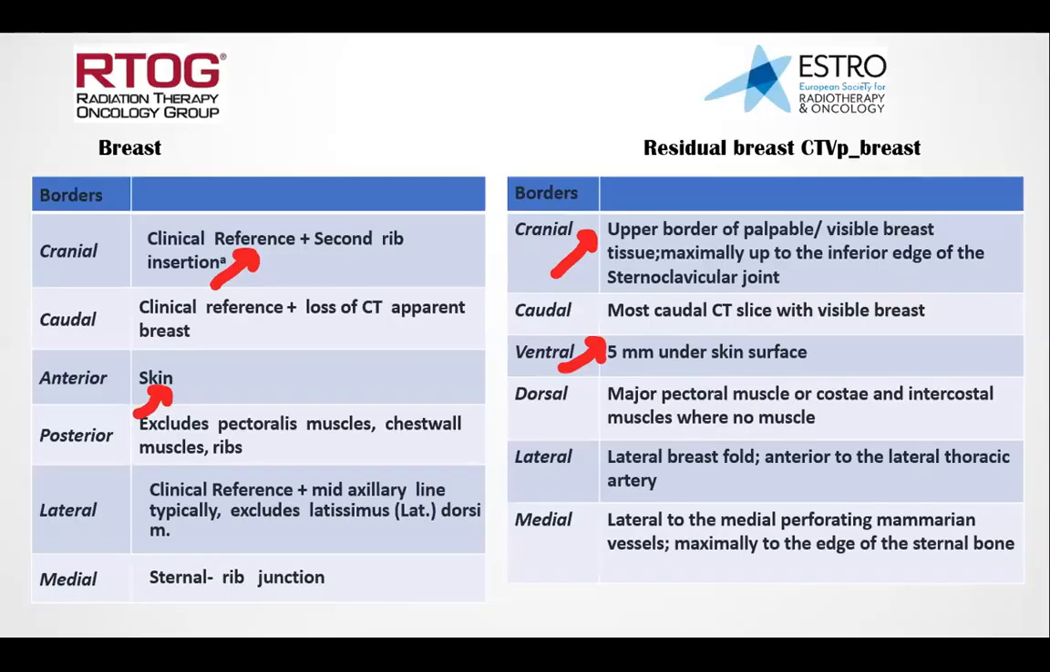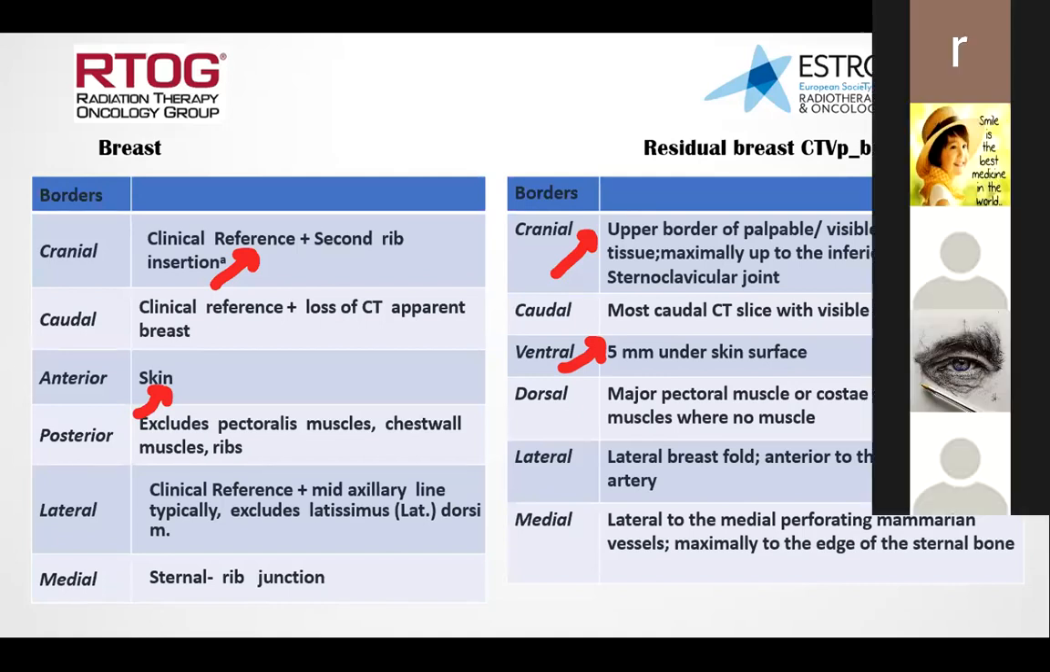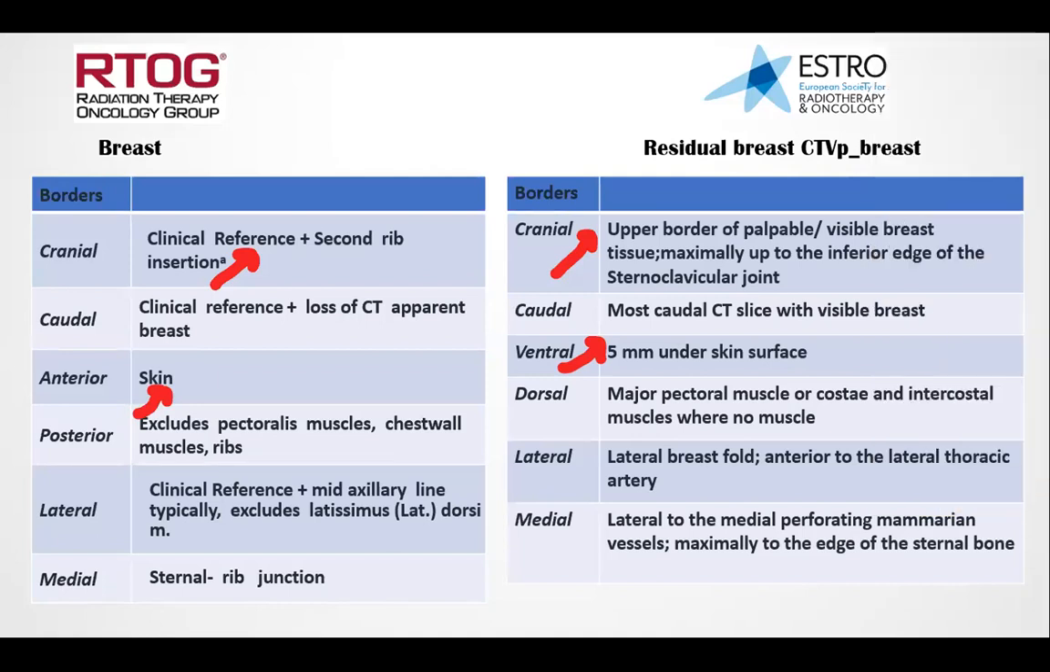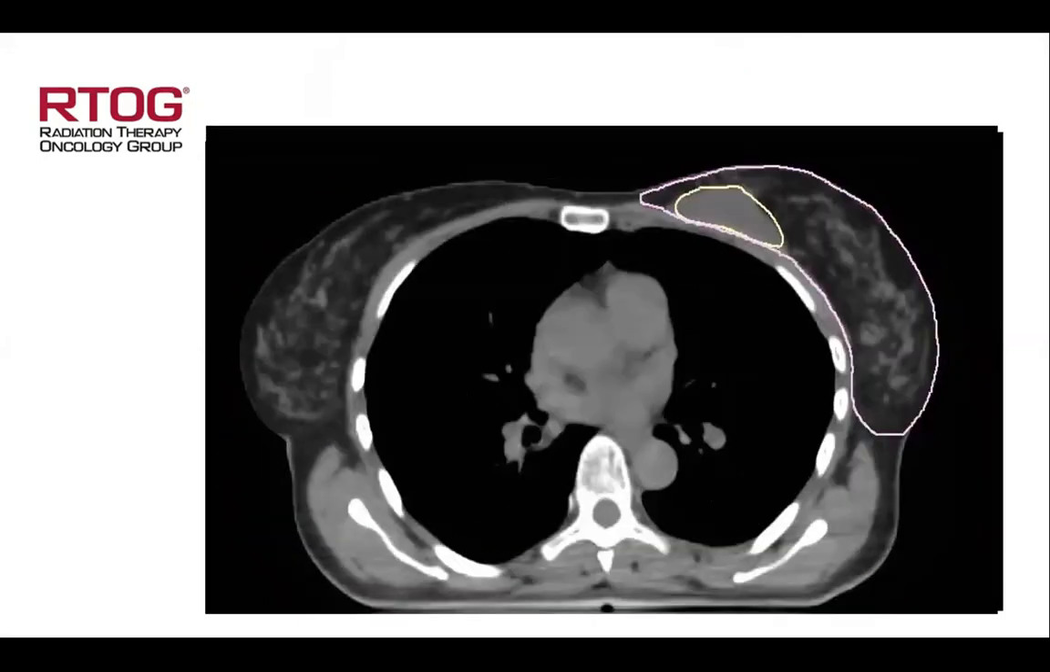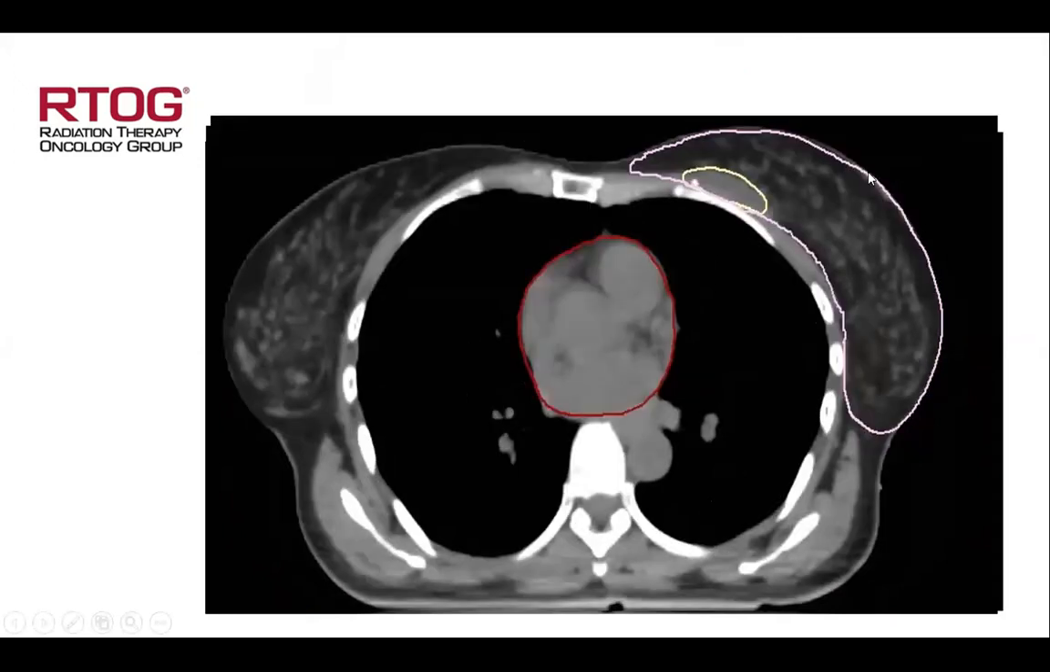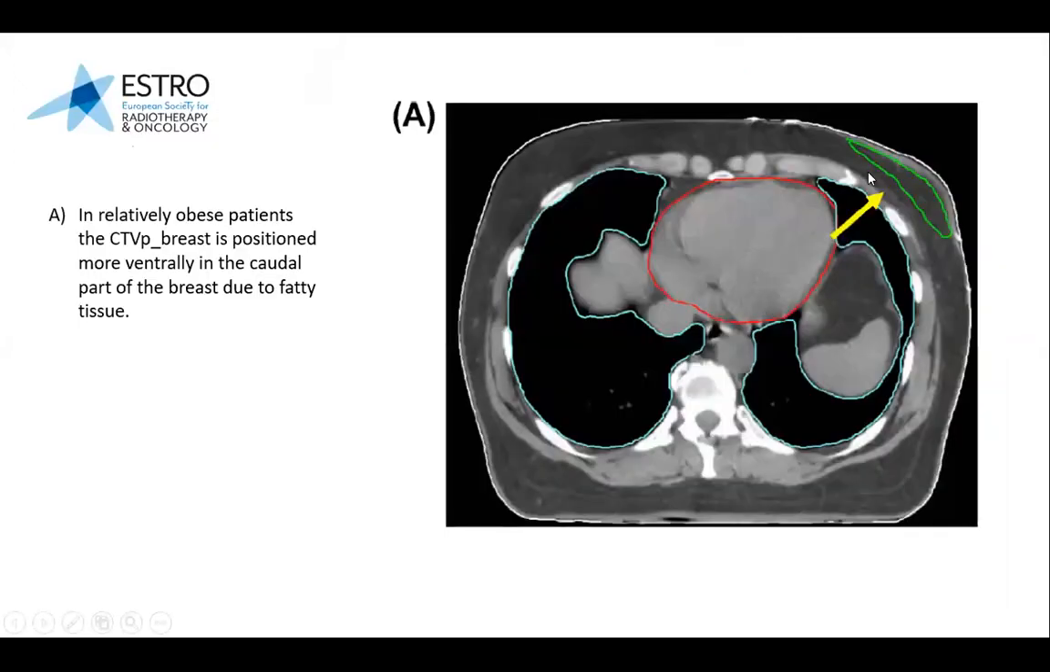Coming to the anterior surface, there is again a difference between the RTOG and the ESTRO group. Here the RTOG includes the skin, whereas ESTRO will exclude the skin and take a 5 mm margin from the skin surface. Here we can see RTOG has included the skin surface, whereas in ESTRO we have excluded 5 mm. We have taken 5 mm underneath the skin surface.